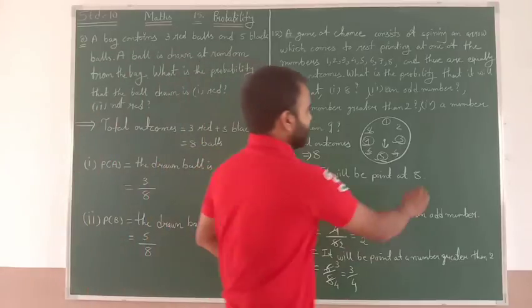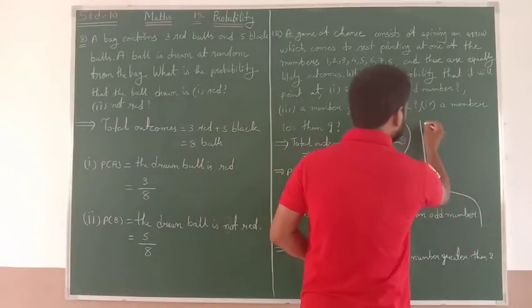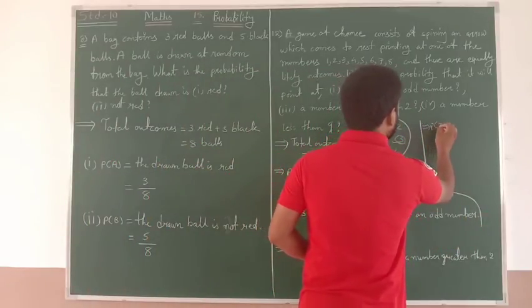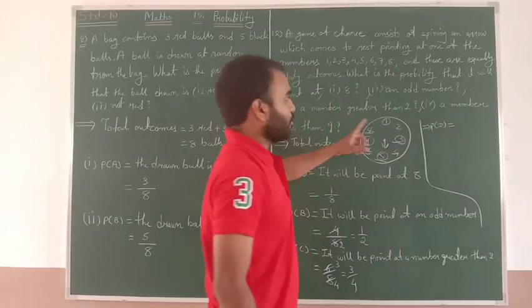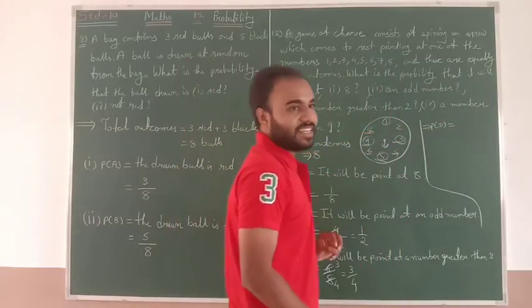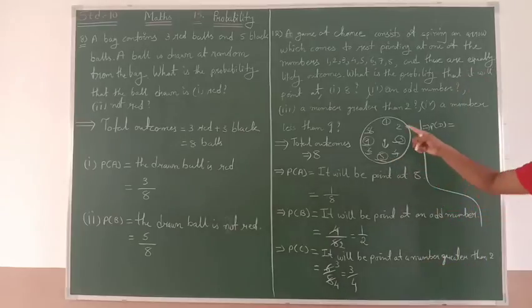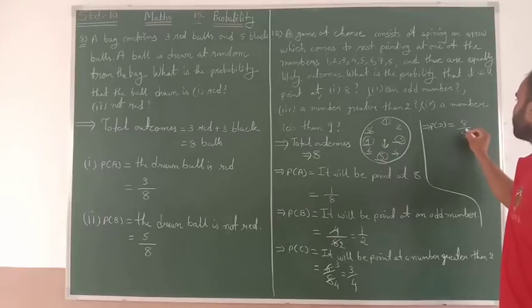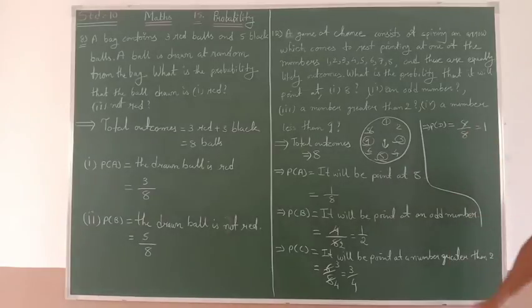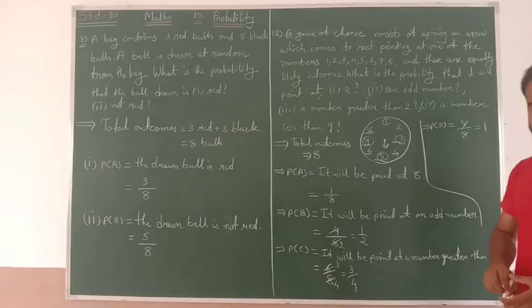And the next one, the last probability, that is P of D, getting a number less than 9. So how many numbers are less than 9? That is all 8 numbers. So the answer will be 8 by 8, that is equal to 1.